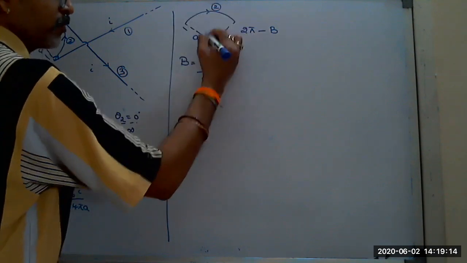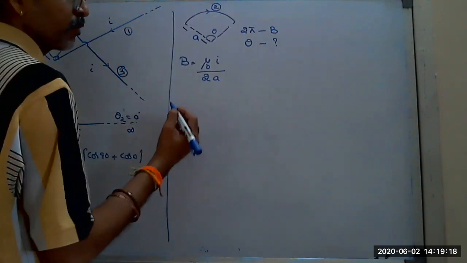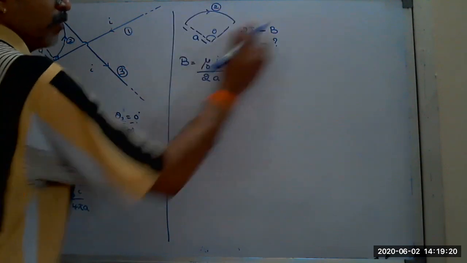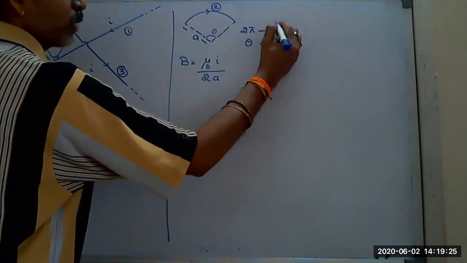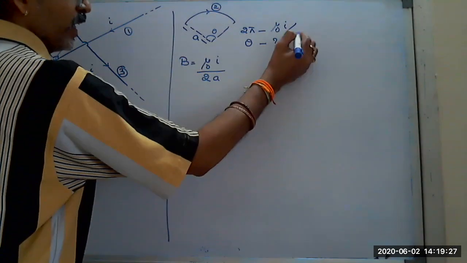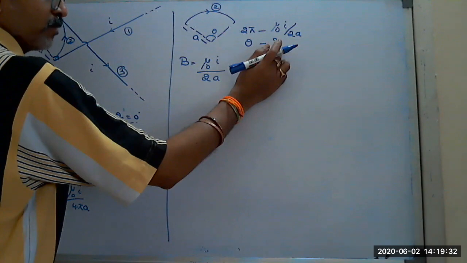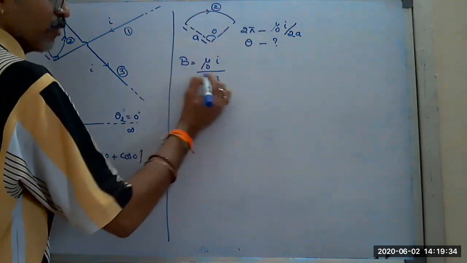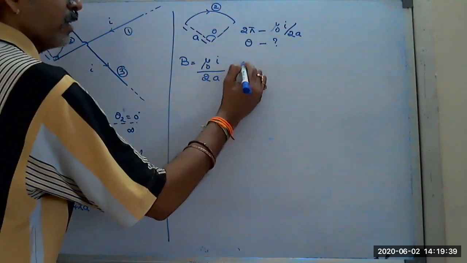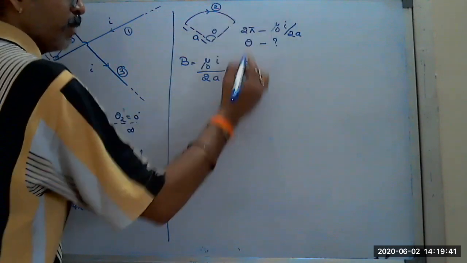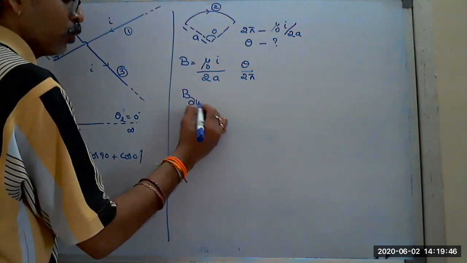Now, here the part of the circle is making an angle theta. For angle theta, what is the B? We write mu naught I by 2A as the formula for the full circle. Then for angle theta, the magnetic field at the center is mu naught I by 2A into theta divided by 2 pi.